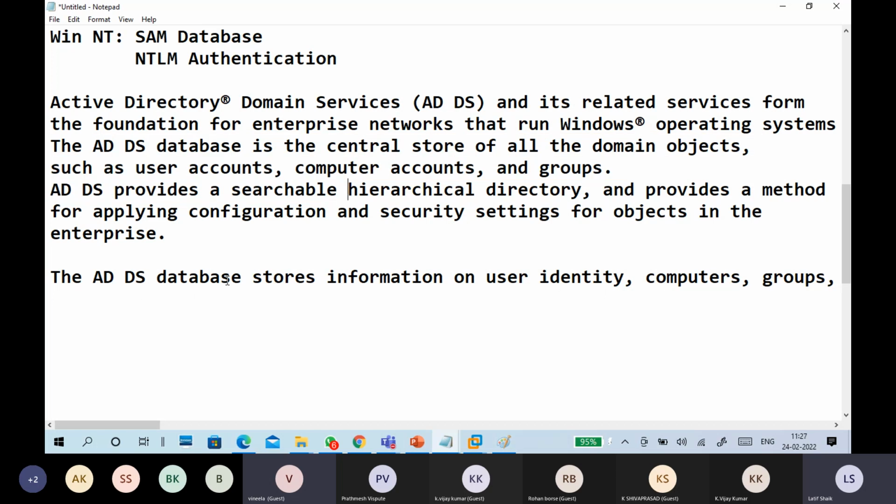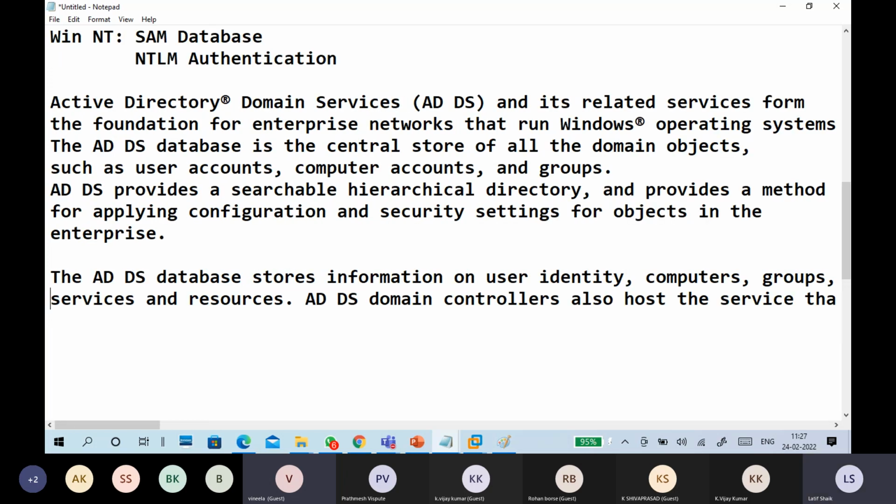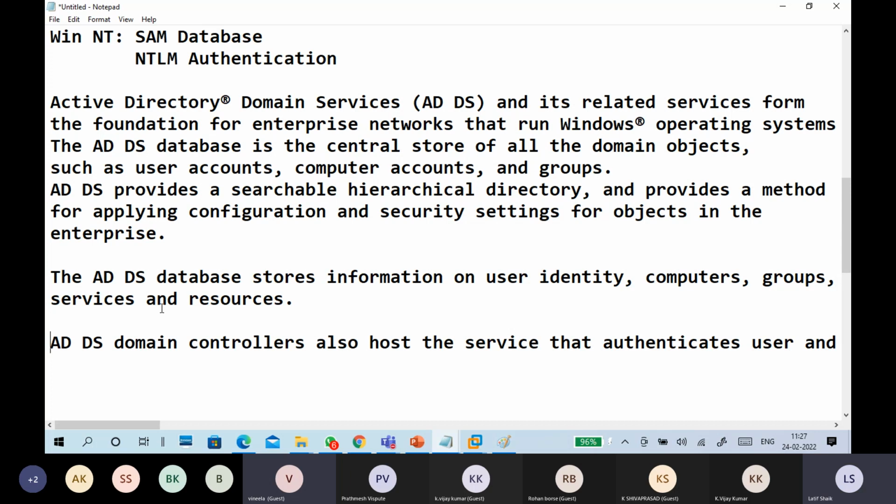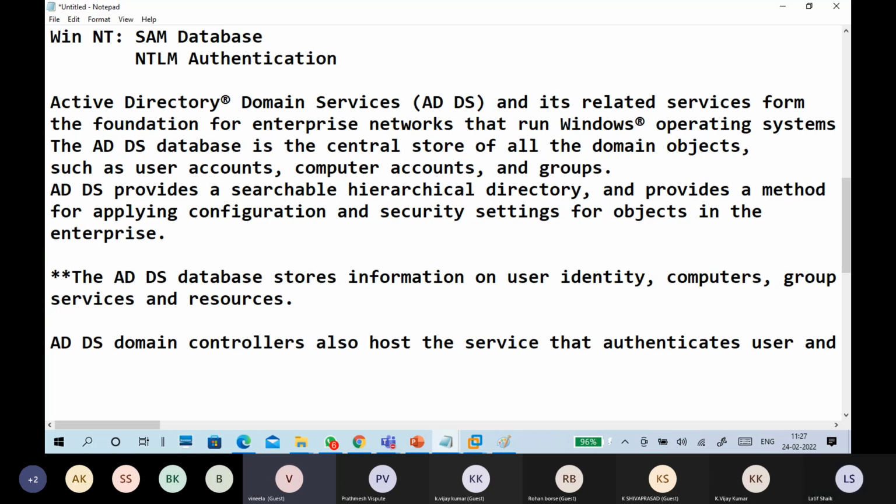The Active Directory database stores information on user identities, computers, groups, services, and resources. That is the first very important point. I'm putting a star here. It is a very important point.